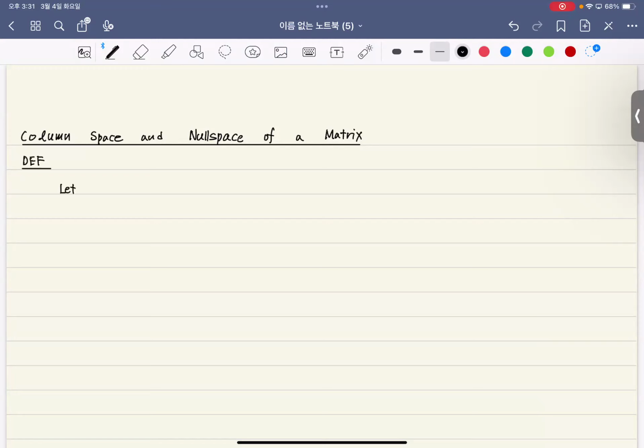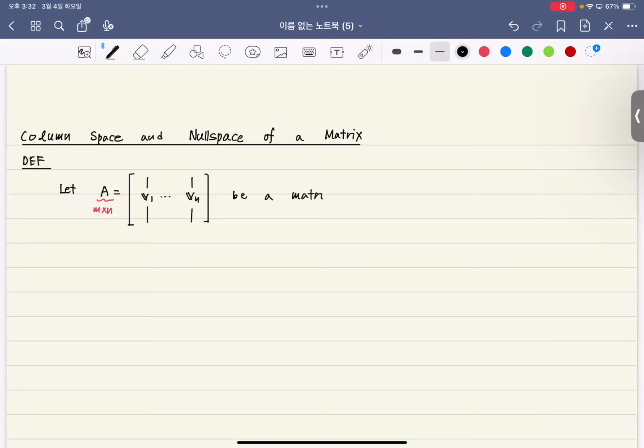First, let me introduce the so-called column space. I have a matrix A, which is an m by n matrix. Since this is an m by n matrix, I may consider it as consisting of n column vectors. This is a collection of n column vectors, and each of these columns is a member of m-dimensional Euclidean space.